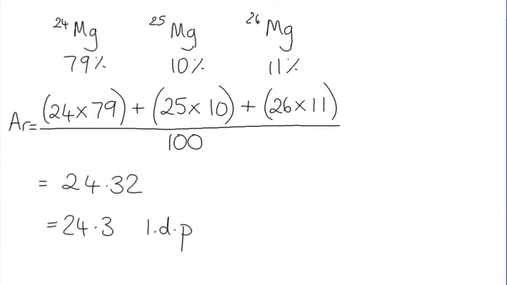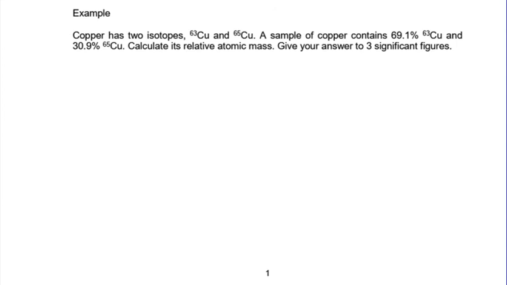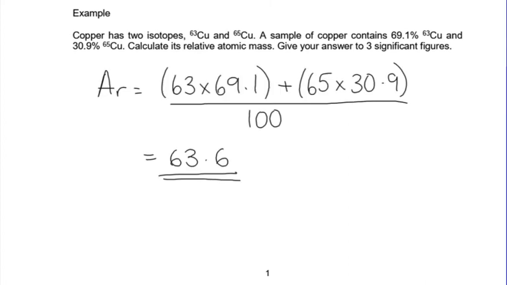So what I want you to do is have a go at the example in your pack. We've got copper, we've got 2 isotopes, find the relative atomic mass and give your answer to 3 significant figures. So if you've done that correctly, you should have got 63.6.